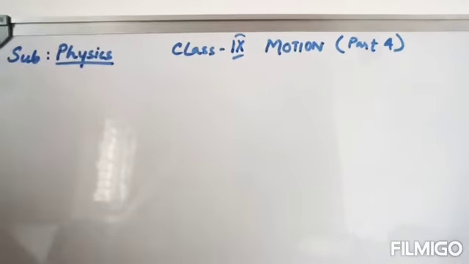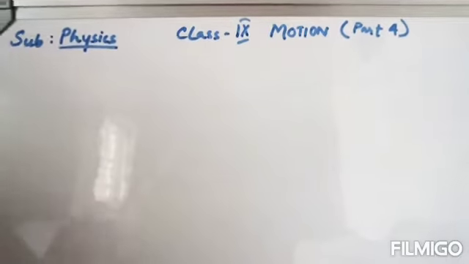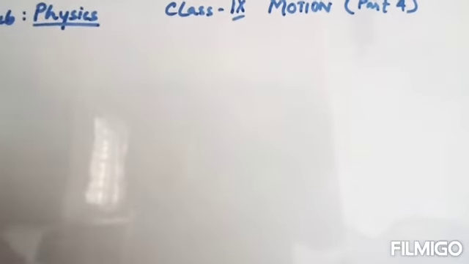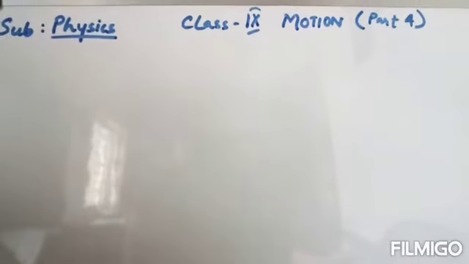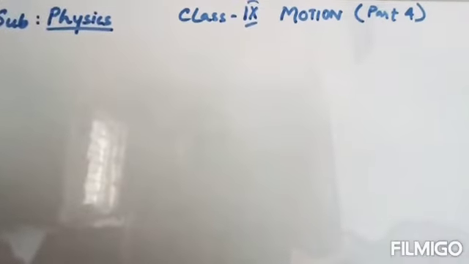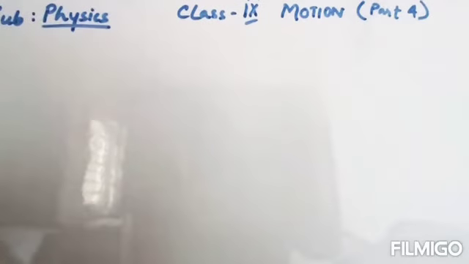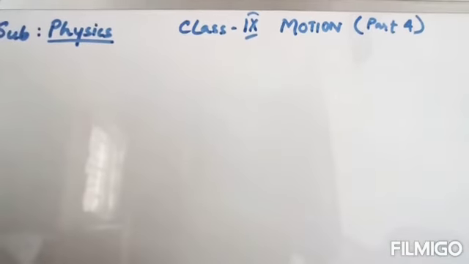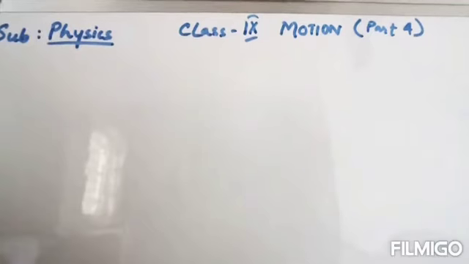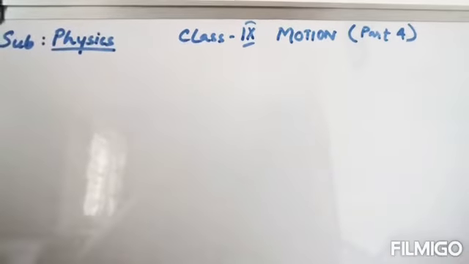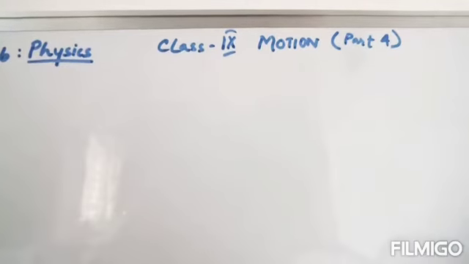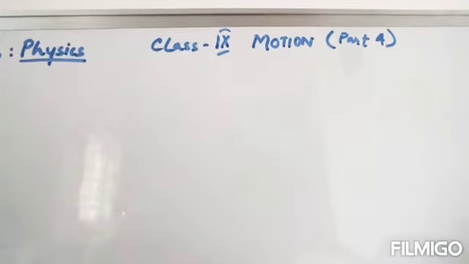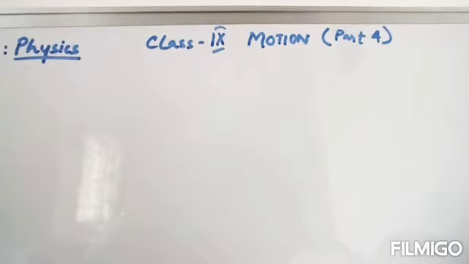We are back with the physics class of class 9, chapter motion, part 4. In the past 3 videos we were talking about motion, what the different kinds of motion are, and the terms related to motion. Last class we dealt with velocity and the different graphs, the distance time graph, velocity time graph and all.